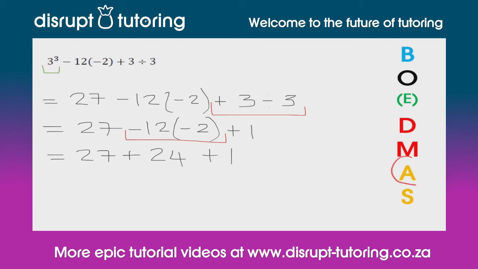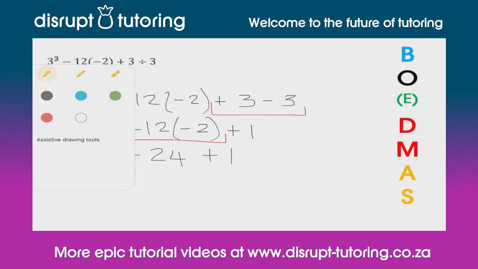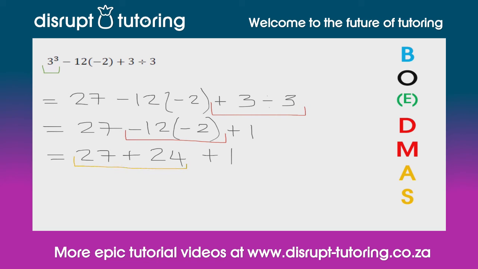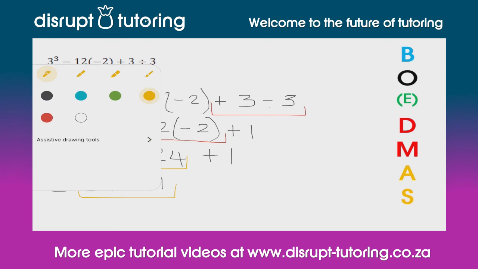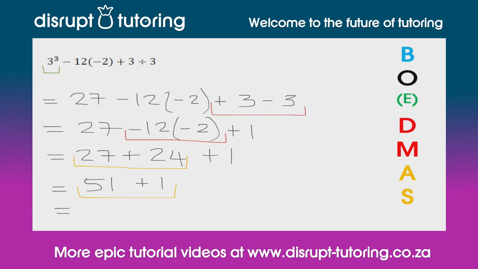And all we're left with is addition. So let's move on to the addition now. And we'll go step by step through that. So we've got 27 plus 24. Can you do that in your head? So 27 plus 24 is going to give us 51. So we can write 51 plus 1. Right, so we've got one little step to go. 51 plus 1. And that's going to give us 52. And that should give you the correct answer to this particular question.